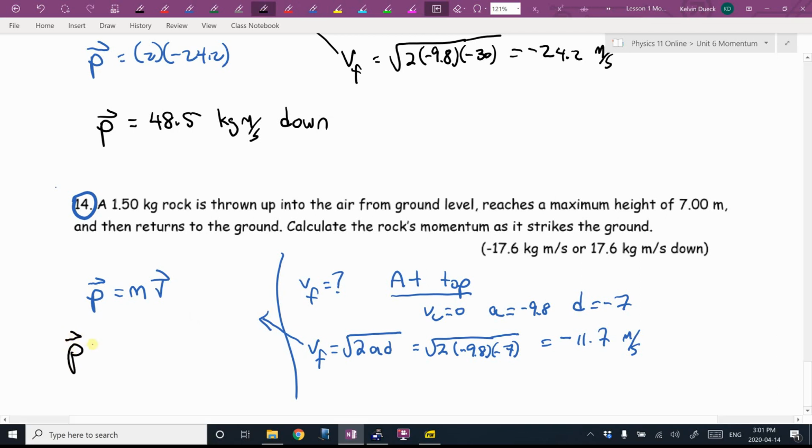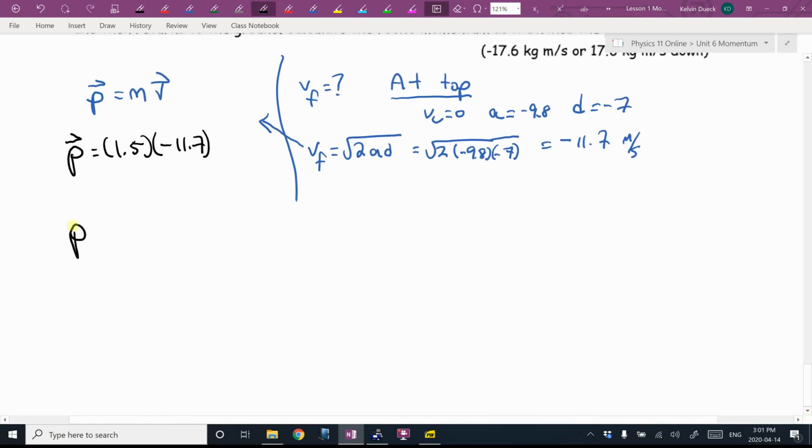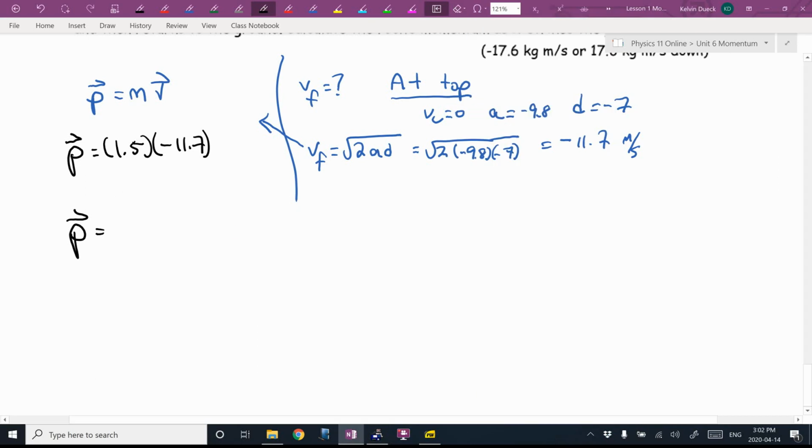The momentum is 1.5 times negative 11.7. The momentum equals 1.5 times answer button, and I get 17.6 kilogram meters per second down, or you could call that negative.